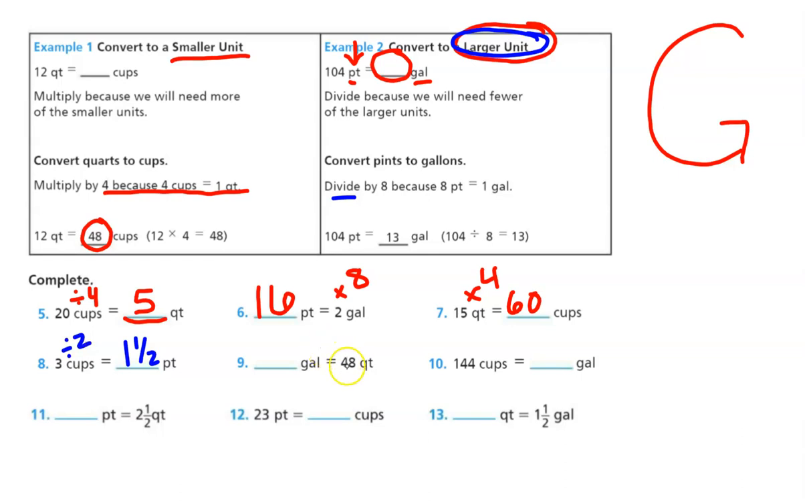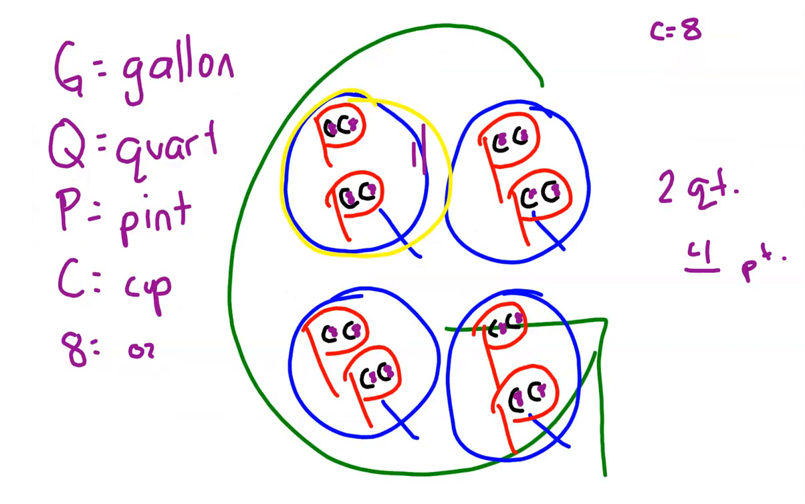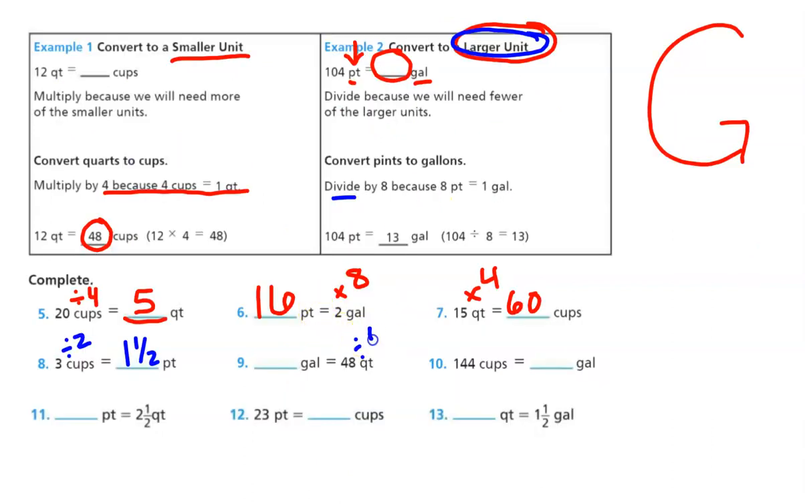I am going, this time, even though this number's first, I'm really going that way. So I'm going to go from 48 quarts to gallons. Well, quarts are my smaller measurement, and I'm going to be dividing into a larger unit. So that means I'm going to divide, and I need to know how many quarts there are in a gallon. There are 1, 2, 3, 4 quarts in the land of gallons, so I'm going to divide by 4, which tells me 12 gallons.